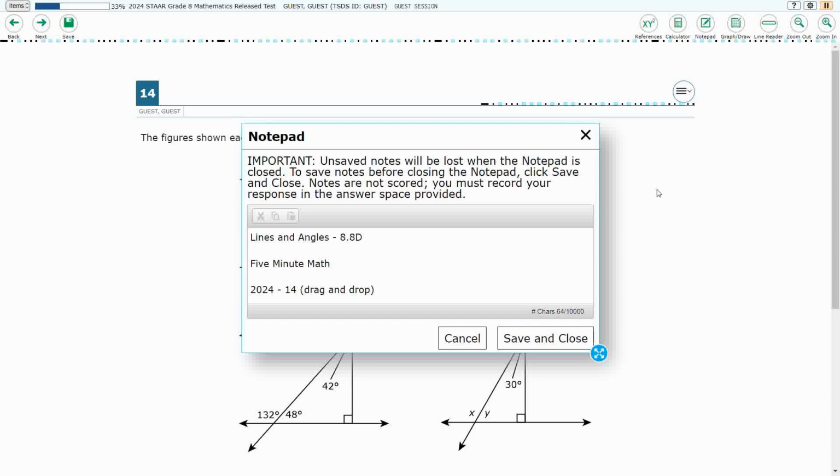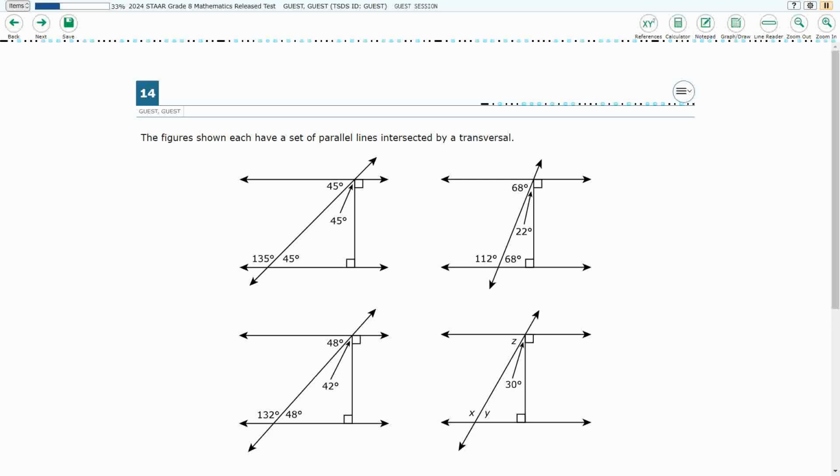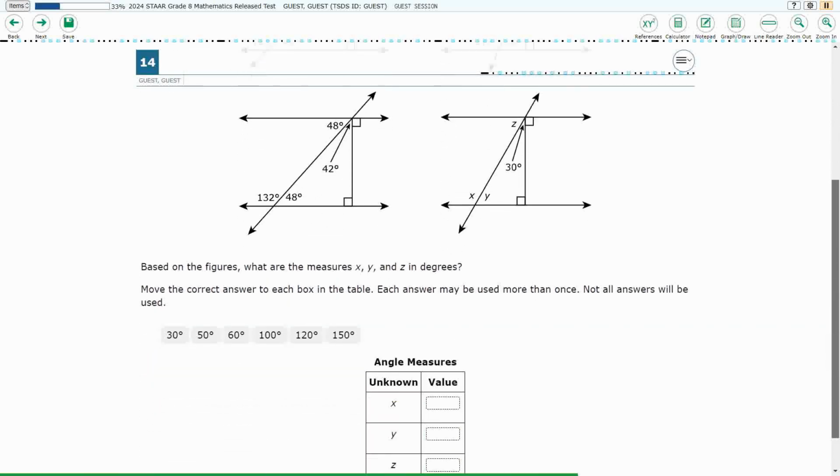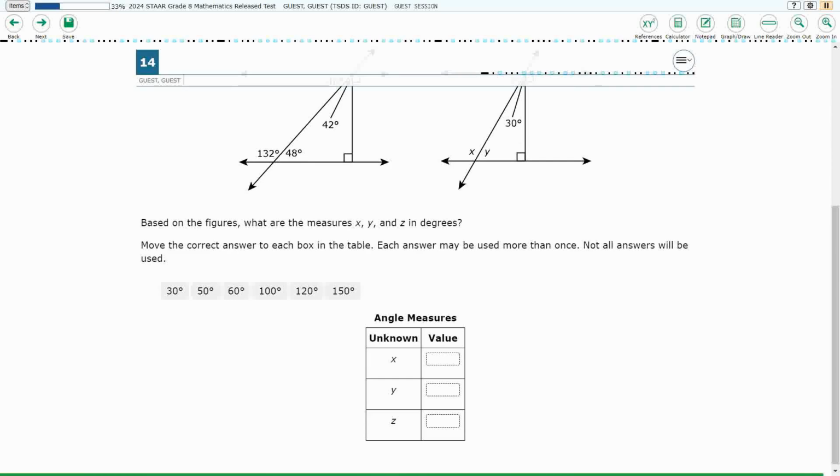Today we are looking at the 8th grade concept of lines and angles. This is standard 8.8D in the great state of Texas, and we are using item number 14 off the 2024 released STAAR test. This is a new item type called drag and drop, and if you haven't done so already, please go ahead and take a moment to pause the video, work this problem out on your own, unpause it, and we will look at our answers together.